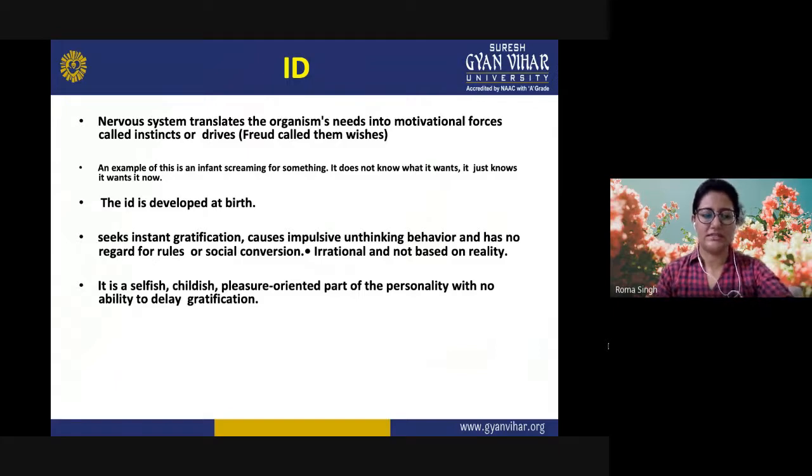So this is actually the part of personality theory as mentioned by Freud. And id is primitive and instinctive. It is the instinct-based part of the mind that contains aggressive drives and hidden memories. So this is how the id structure of our mind works.